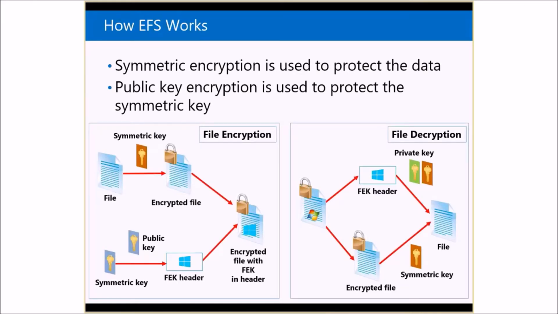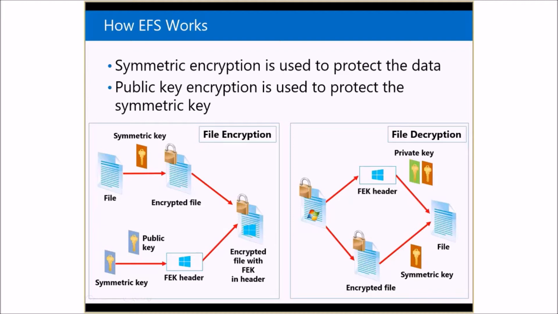So how does EFS actually work? Symmetric encryption is used to protect the data. We also use public key encryption to protect the symmetric key. Okay, so basically there's a plain text file. We use the symmetric key to actually encrypt it, and this is encrypted. Then we take the symmetric key with our public key infrastructure and encrypt that key, and then combine it, and it's an encrypted file. So that's how it works. It basically takes a plain text file and turns it into an encrypted file.